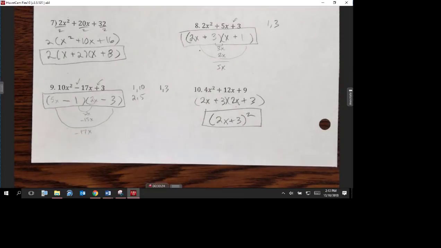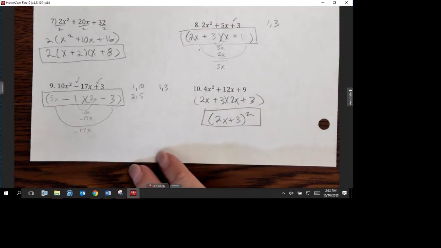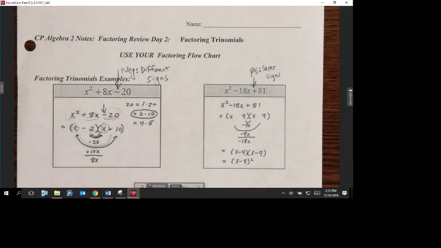Okay, so your assignment is a worksheet, and you've got lots of time to work on it. It should not take you too long, but there might be a few questions. So I'm here. You got questions?